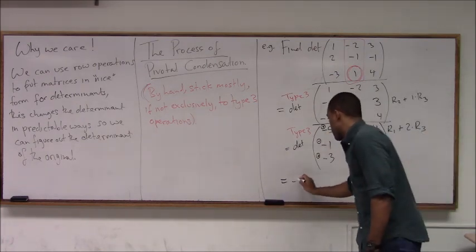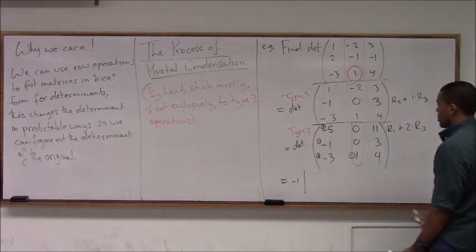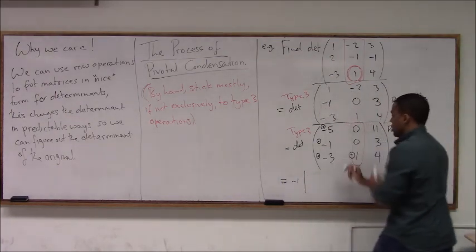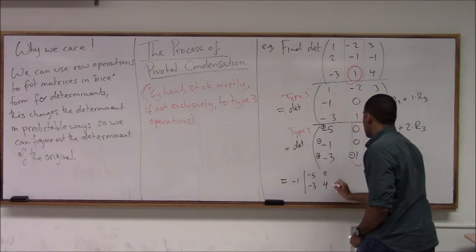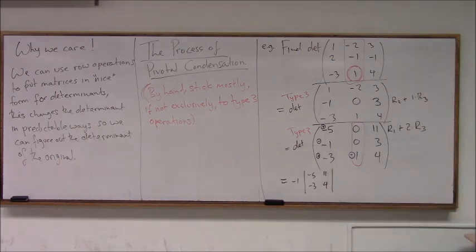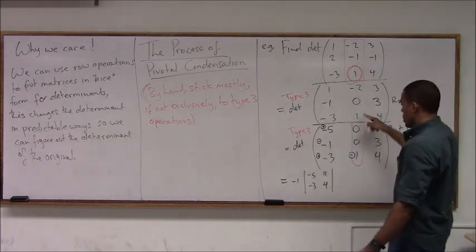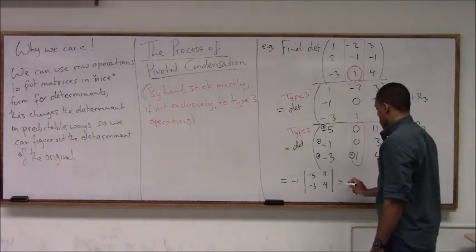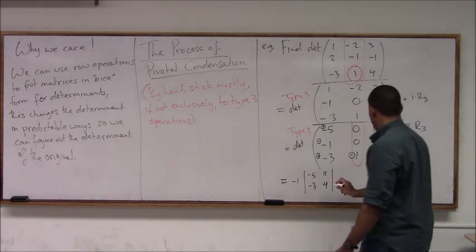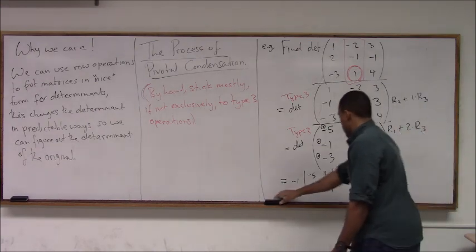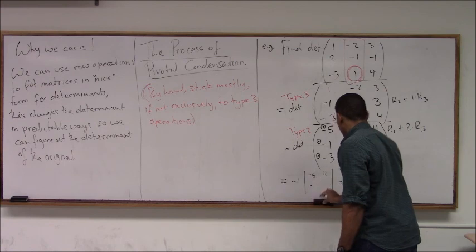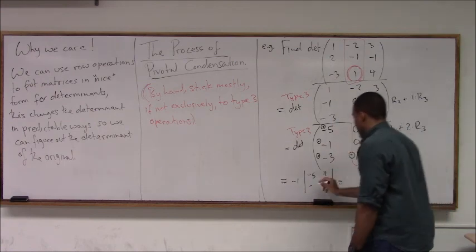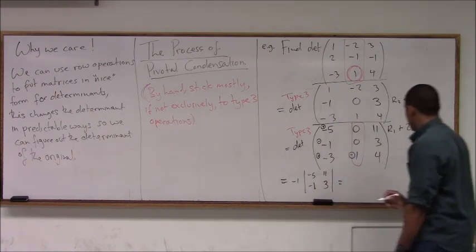So I know that this becomes minus 1 times. Block out that row and that column. I would get minus 5, 11, minus 3, 4. None of the other guys matter. Isn't it minus 3? 3, right here, right? And minus 1 on the second. Oh, sorry. Yeah, I looked at the last row. I should be looking here. That's minus 1 and 3.